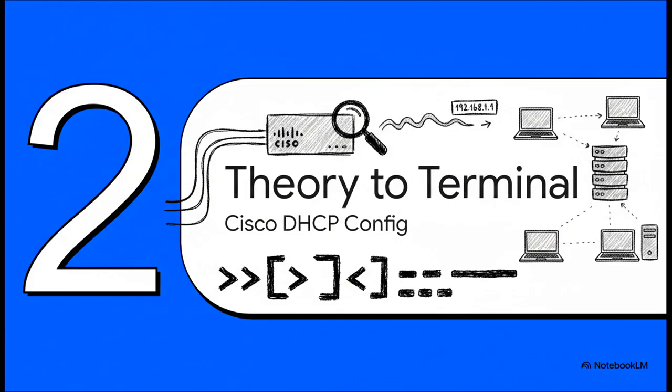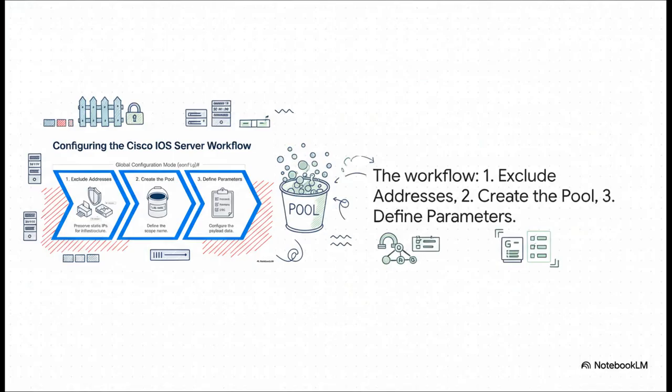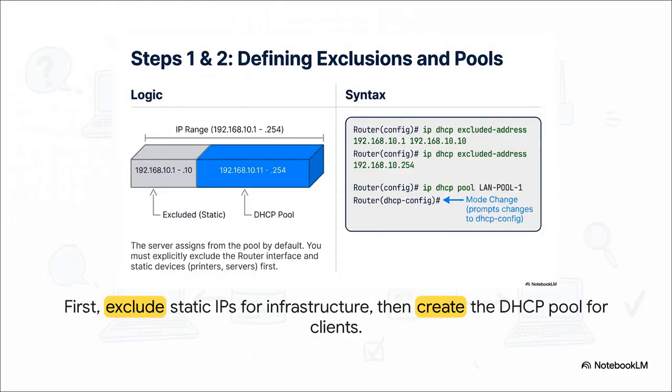Let's translate this into practice and actually get our hands dirty configuring a DHCP server on a Cisco router right in the command line. The workflow is actually a pretty logical three-step recipe. First, we're going to set aside or exclude specific addresses we want to reserve. Second, we'll create the pool of addresses that can be handed out. And third, we'll define all the other goodies, like the gateway and DNS, that will be given out along with the IP. Okay, let's look at the actual commands.